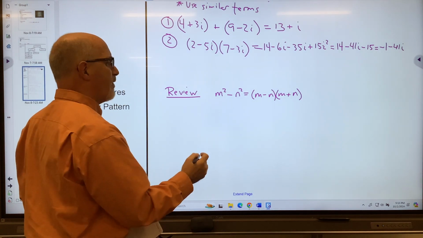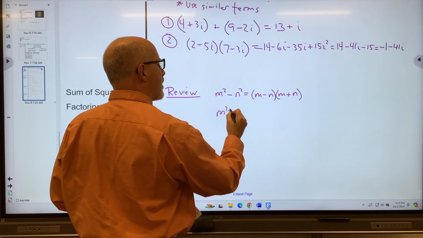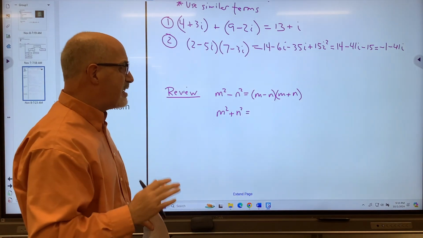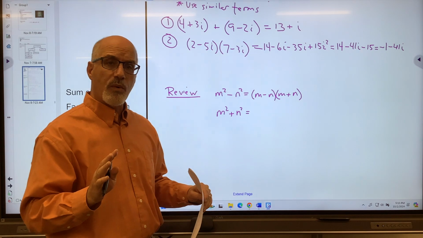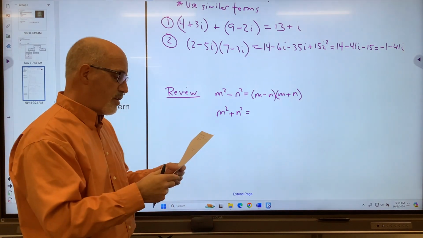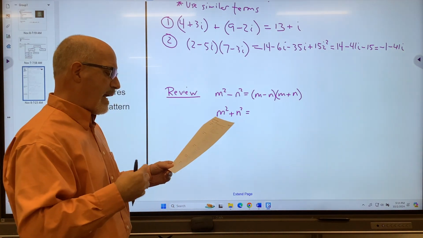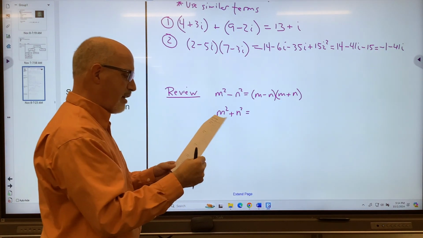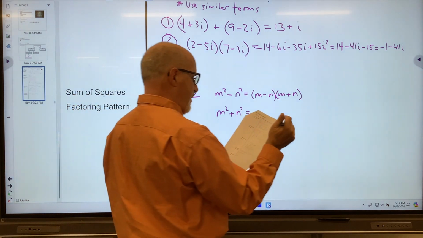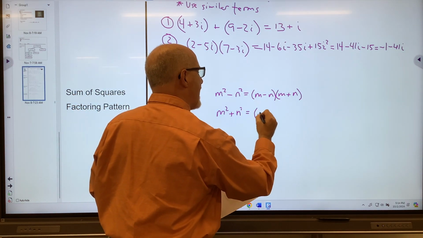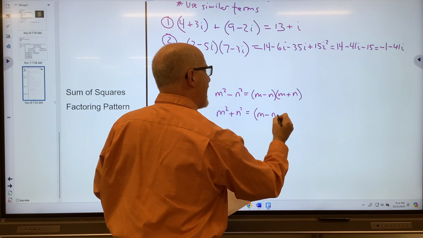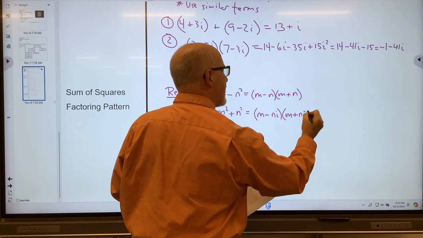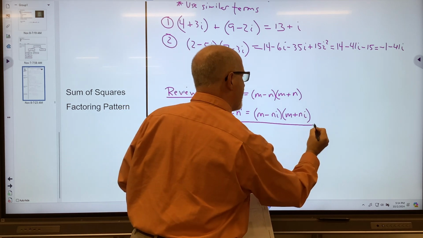What happens though if you want to do m squared plus n squared and factor it? Well, what's nice about the i, the imaginary unit, is that it allows us to now have an imaginary unit produce this plus in the middle. Let me show you what I'm talking about. Let's factor this. What you get is m minus ni and then m plus ni.